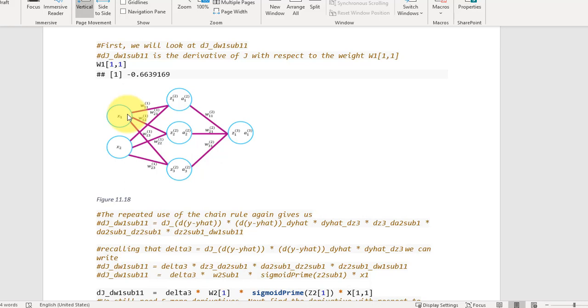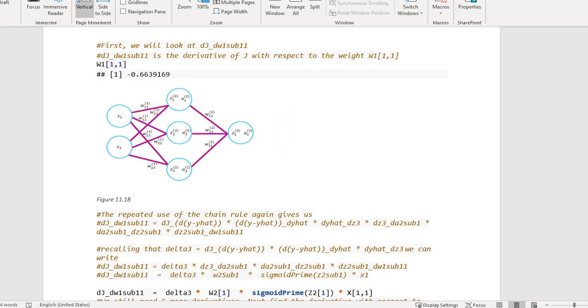It's as though we're just looking at the 1, 1, 1 network, and we're going from x1 through the weight to the 1 node, to the next weight, to this node, and then to J. So we can think of it as that. There's no other path that we have to worry about. So we take the derivative with respect to J. We're just going to be following this path.